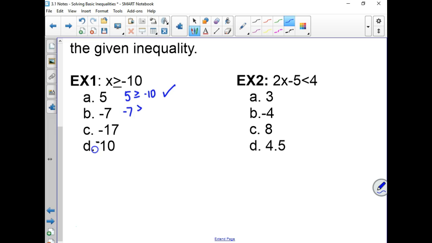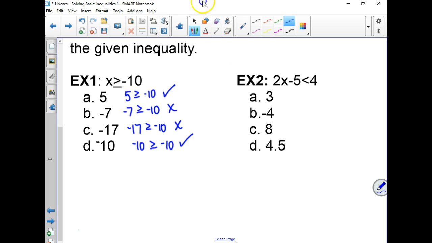Negative 7 greater than or equal to negative 10. That is not correct, so that is not a solution. Negative 17 is greater than or equal to negative 10. Again, not correct. Negative 17 is below negative 10. And last, we have negative 10 is greater than or equal to negative 10. This is a solution because we have the or equal to here. If that was just a greater than sign, then this would be false. But since we have the or equal to sign, negative 10 is equal to negative 10, so this is a solution. That's a very simple example.